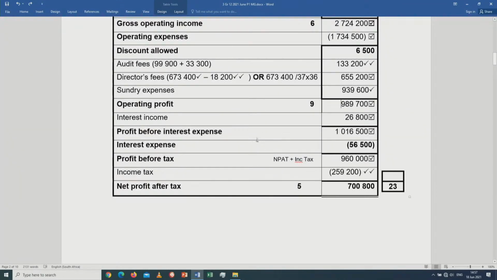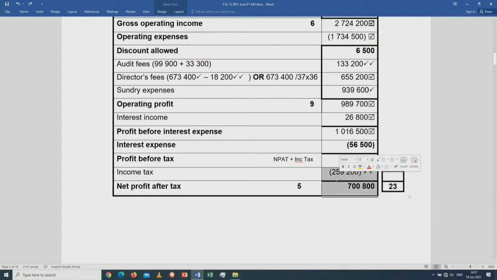Let's move. Interest income was not given, so we need to start there. The amount was given, the percentage of the net profit was given, so a learner was supposed to calculate using the 700,800 to calculate the net profit, the income tax. So income tax must be 259,200, and then 2 accuracy marks.